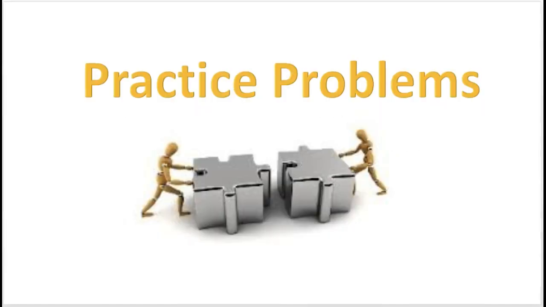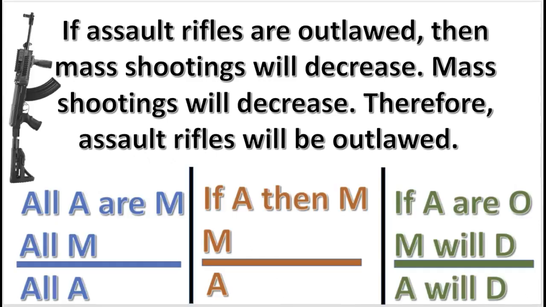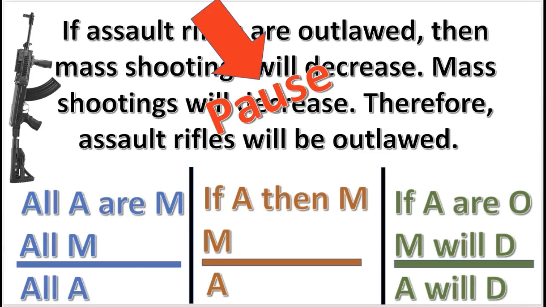All right, now here's your dreaded practice problems, which are absolutely necessary. Let's do some practice problems involving conditional statements and other argument forms. Here's the first practice problem. Listen to this argument. If assault rifles are outlawed, then mass shootings will decrease. Mass shootings will decrease, therefore assault rifles will be outlawed. Now, what is the argument form of this argument? Go ahead and press pause, write down your answer, and then press play and see if you're correct, because I'm going to give you the answer in 3, 2, 1.